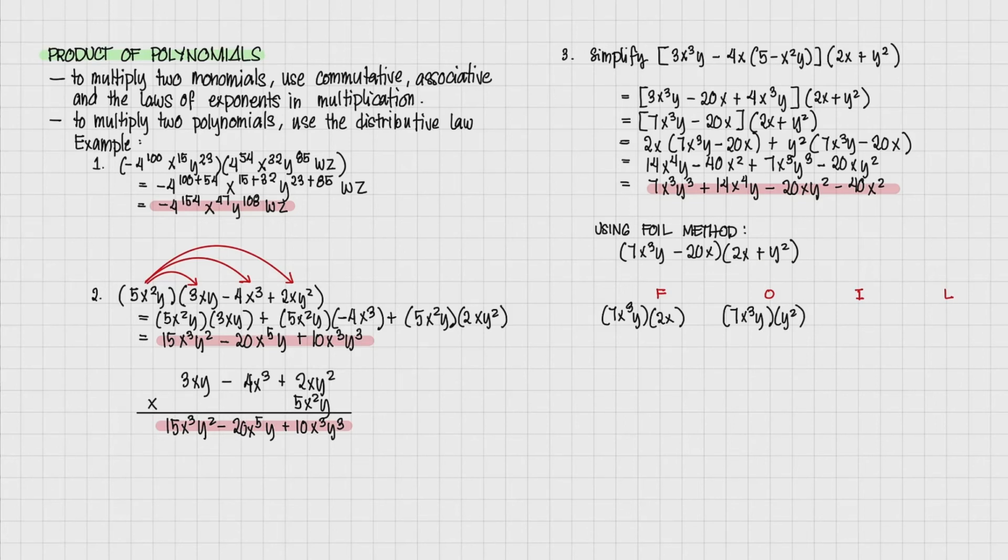And then I stands for the inner terms. So you're going to multiply the inner terms. Ito, so you have negative 20x times 2x. Then, let me just compress this para may space tayo.